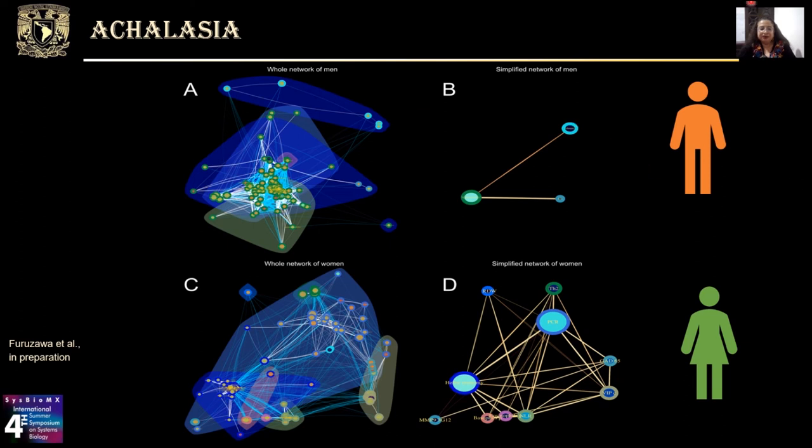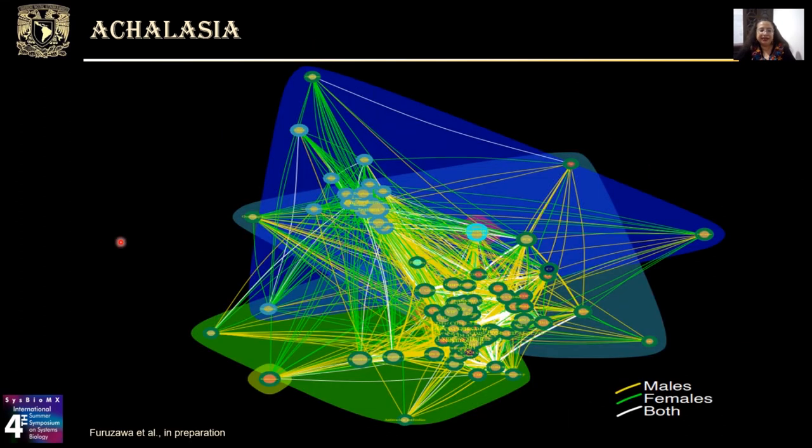If we look at the difference between the networks of men and women, and compare both nodes, you see that there are a lot of connections that are present in men but are loosened in women. And there is also a strong difference between the two systems. Women perform worse in achalasia than men do.